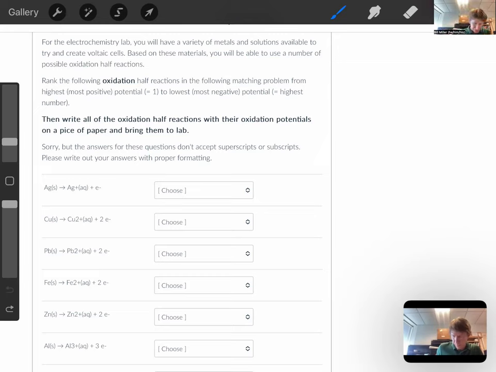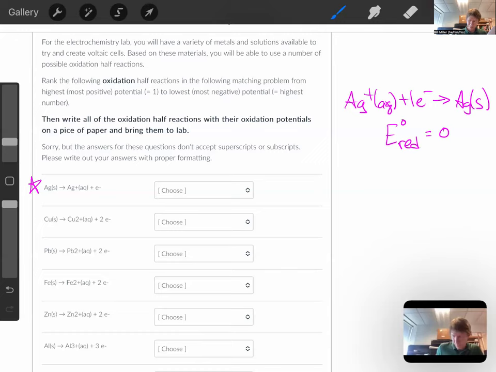I want to find this silver reaction. And I look for silver, Ag. There it is. So right there is the silver reaction. And it says Ag plus aqueous plus one electron goes to Ag solid. And it says that that has a reduction potential, since they're all reductions, and since this is written as reduction, of 0.80 volts.